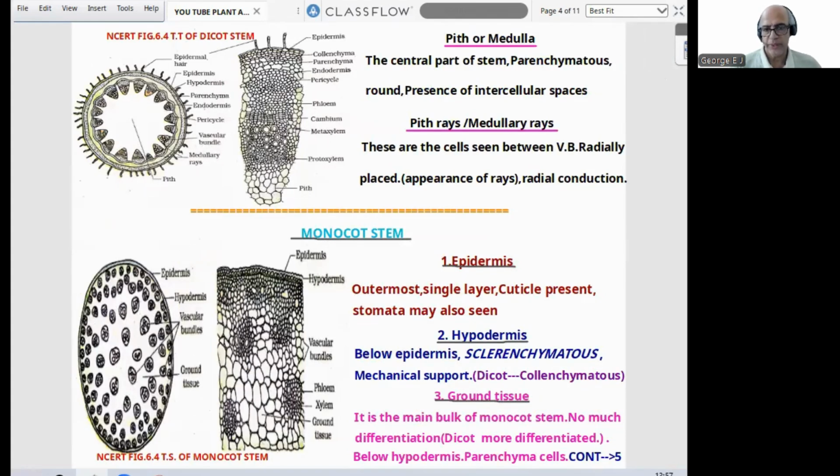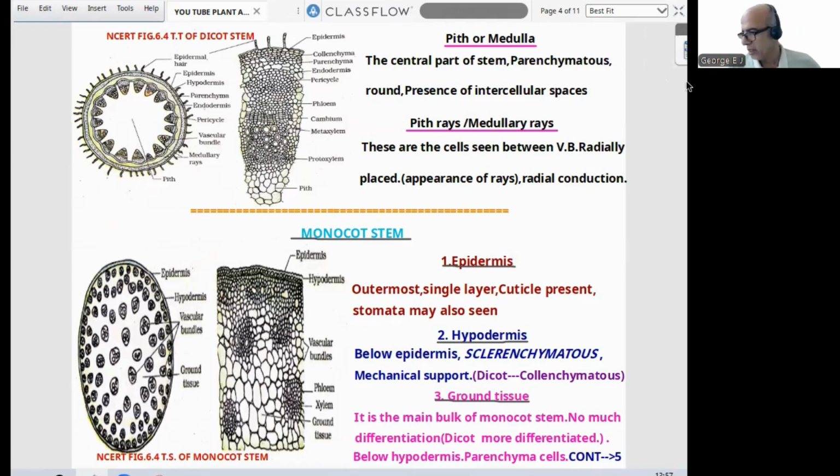Now comes the monocot stem. As usual, epidermis is single layered, cuticle present, and stomata may be seen. Hypodermis is sclerenchymatous. In dicot it was collenchymatous; in monocot it is sclerenchymatous. Ground tissue is the main bulk, not differentiated, unlike dicots, where it is more differentiated. Below hypodermis, parenchyma cells are mainly seen.